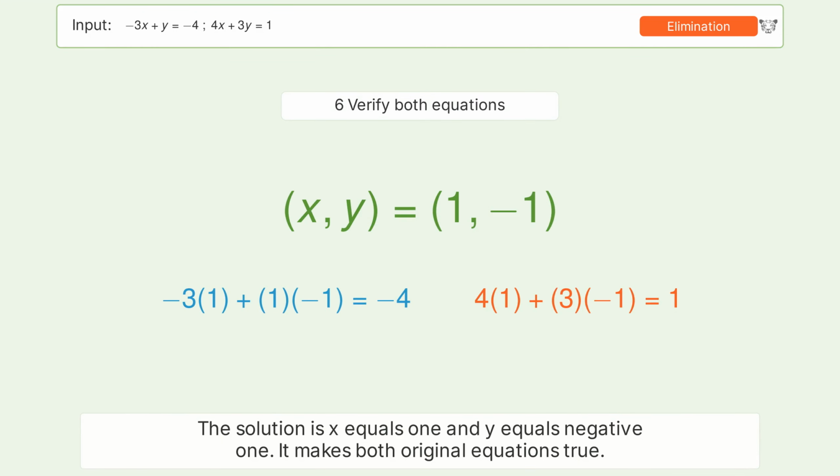The solution is x equals 1 and y equals negative 1. It makes both original equations true.